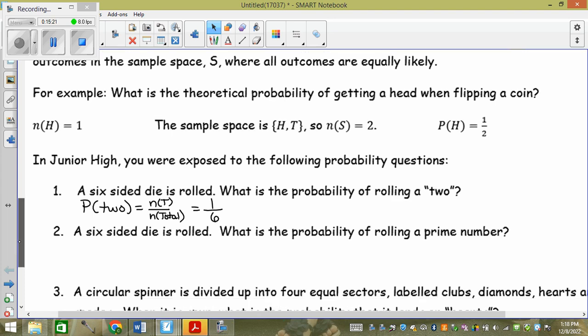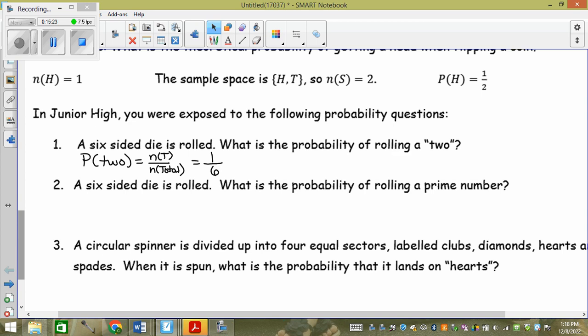And here we have a 6-sided die is rolled. What's the probability of rolling a prime number? What's the first prime number?